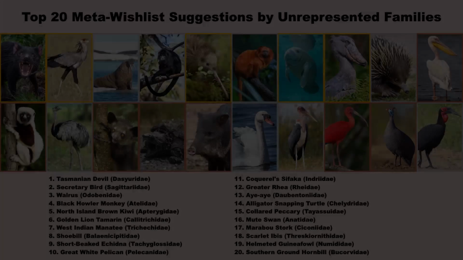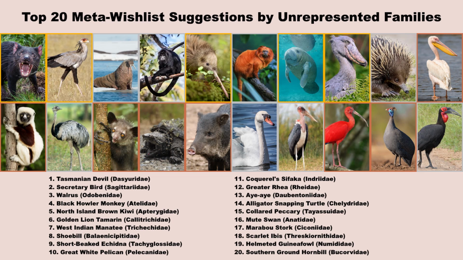So we'll move on now to unrepresented families. So you will obviously be able to see some similar ones in here. So we've got Tasmanian devil and secretary bird again at the top, but then there's been some shifting further down. So if we're just looking at the families that aren't represented, the walrus comes in at number 3. I've said before, I think it would be a good addition, so I won't go too much into detail. And the black howler monkey again, desperately need more primates, as we've seen. So any extra primate representation I think would be great.